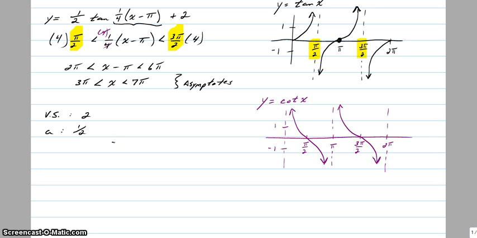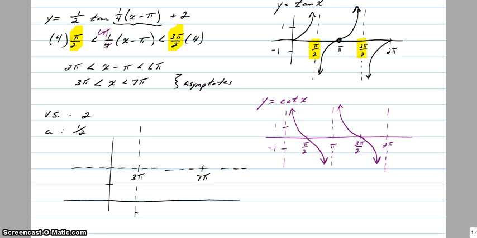Alright, so basically what I'm looking at, if I just want to graph one cycle of this thing, this whole tangent graph has to be bumped up 2 units. And so this is going to be my arbitrary x-axis. I got an asymptote at 3 pi and 7 pi. I'll put 3 pi there, 7 pi there. So here are the asymptotes that are coming off this graph. This is going to be a midpoint of 5 pi. And the tangent graph rises from left to right.